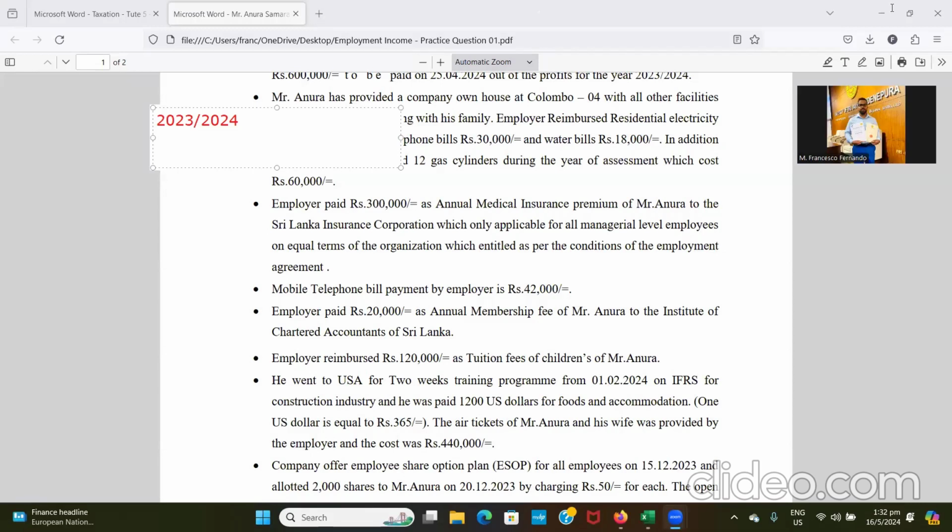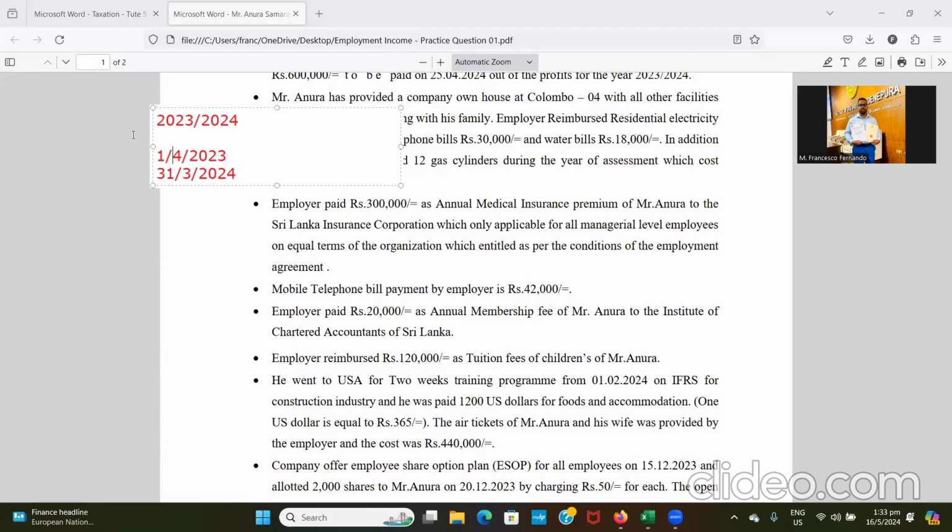Anyone who knows the year of assessment? What is the period for this? It's the 1st of April 2023 to the 31st of March 2024, right? So this is what is called the year of assessment. This is not a complex question I have asked. This is simply basics of financial accounting. So you must know this.